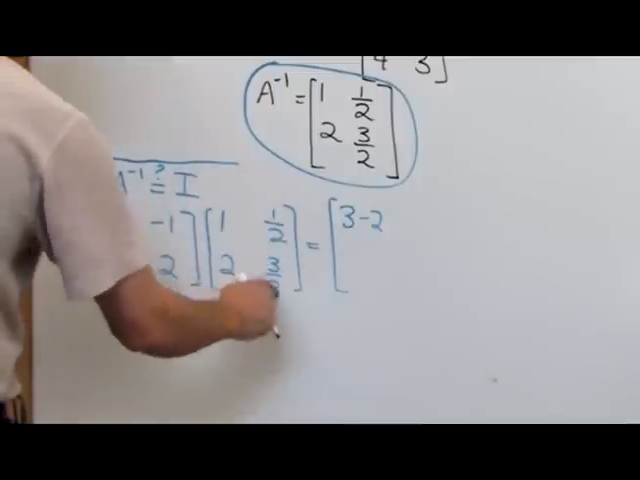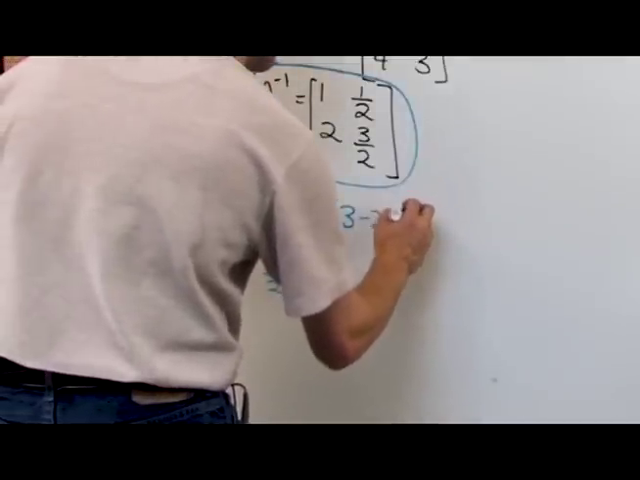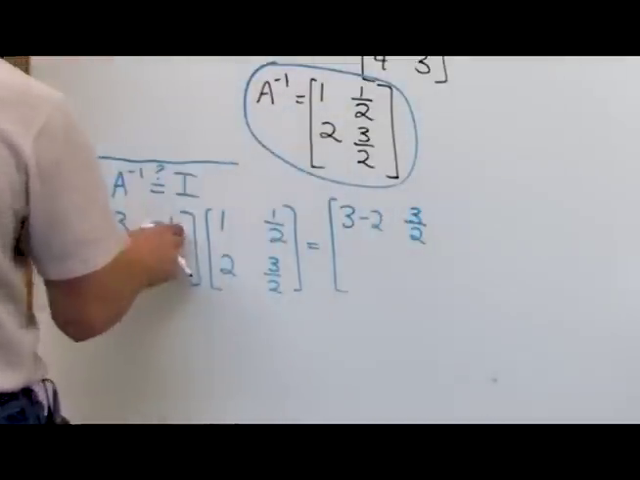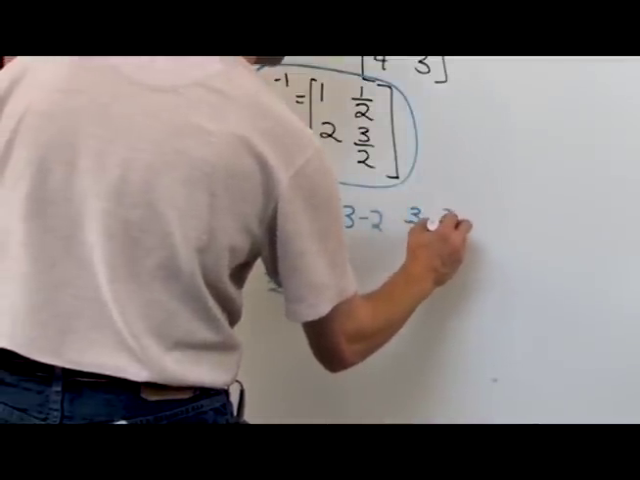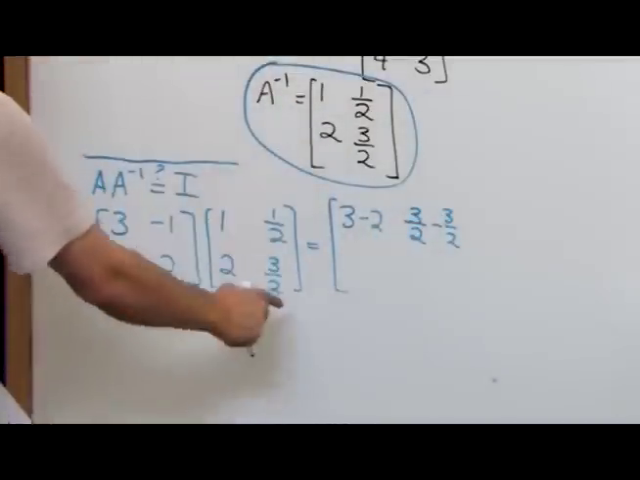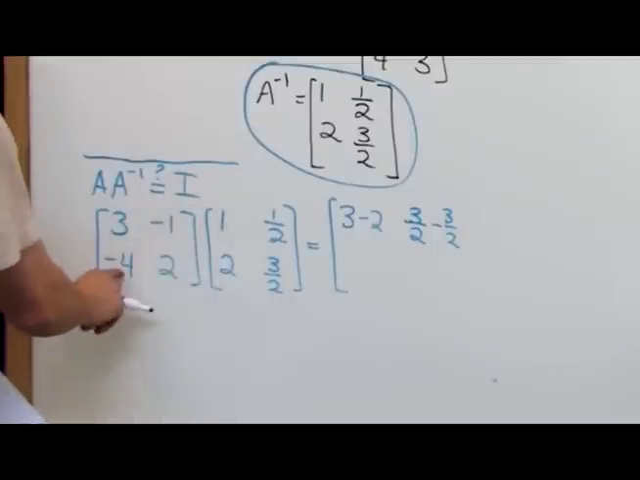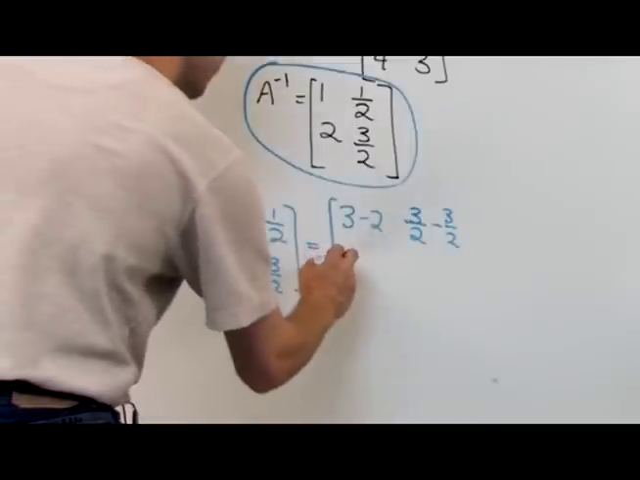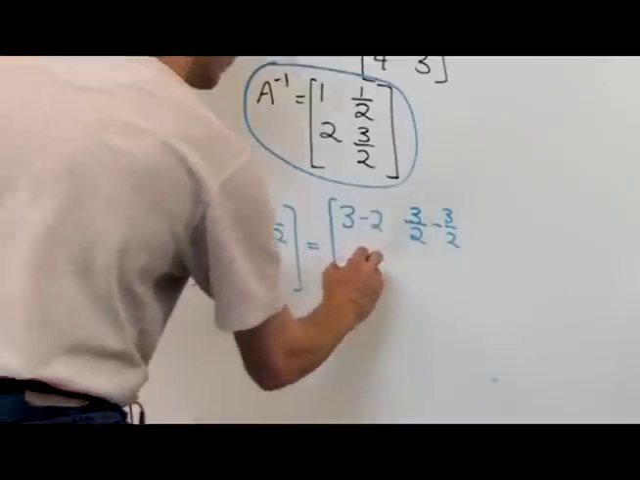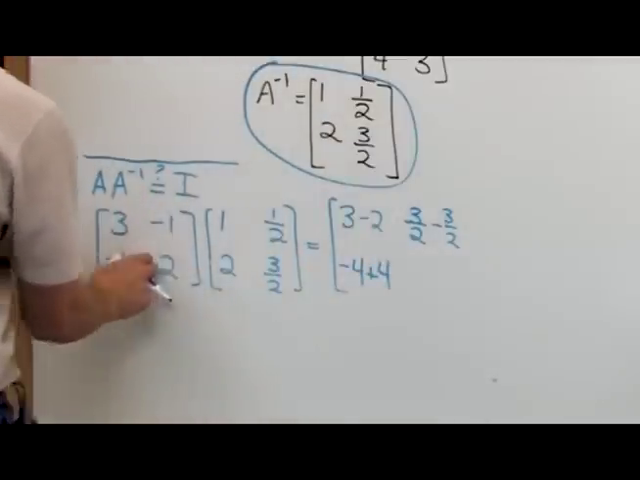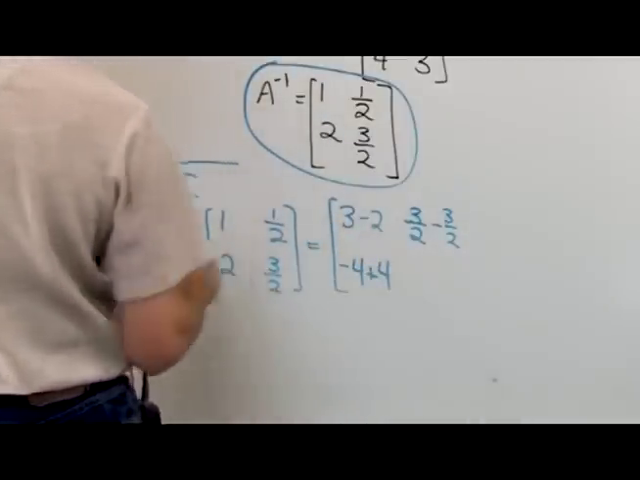This one times this one. Over and down. 3 times 1/2 is 3/2 plus this times this, which is going to give me -3/2. Okay, over and down. Moving along to the next row, over and down. -4 times 1 is going to give me -4, over and down. 2 times 2 is going to give me the 4. This times this gives me that, and this times this gives me that.